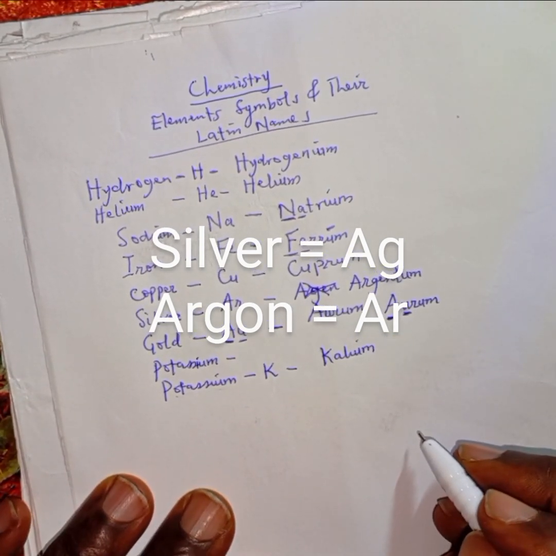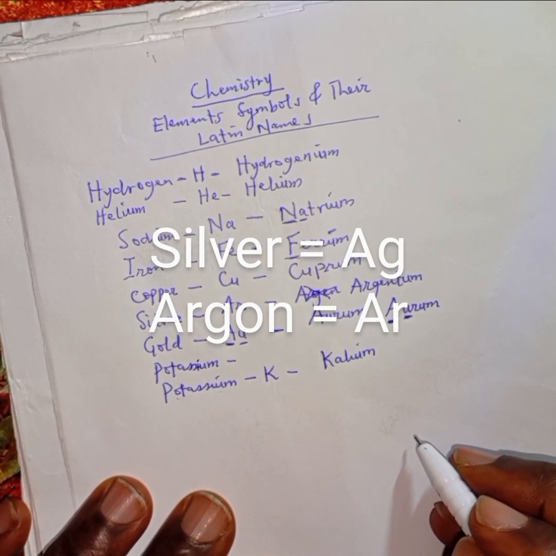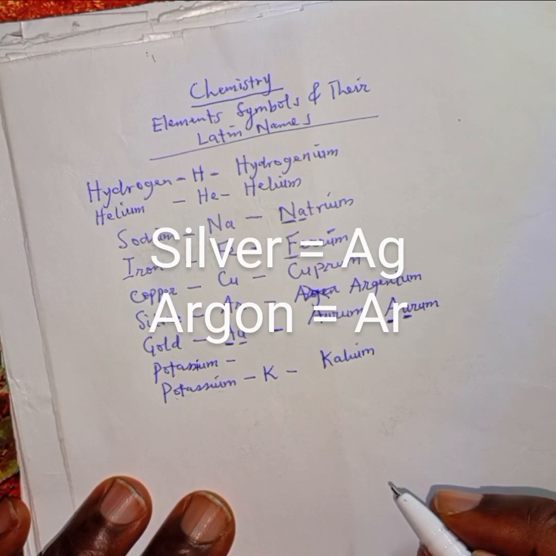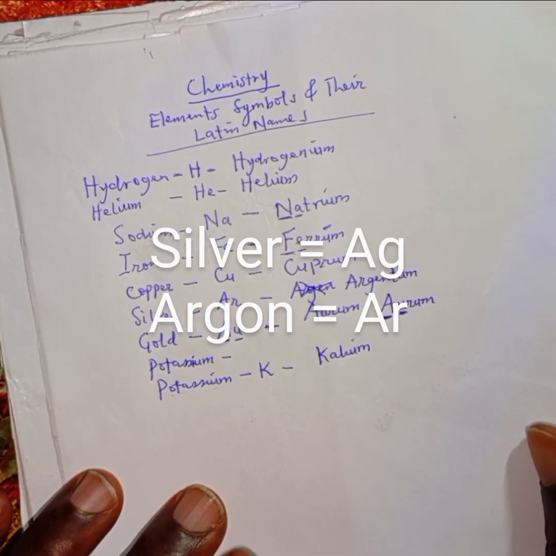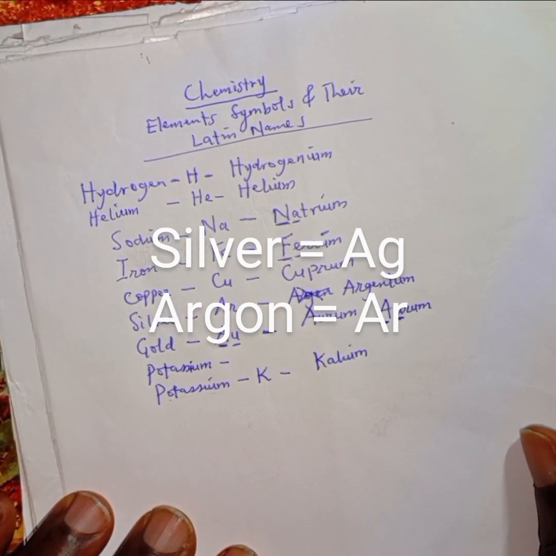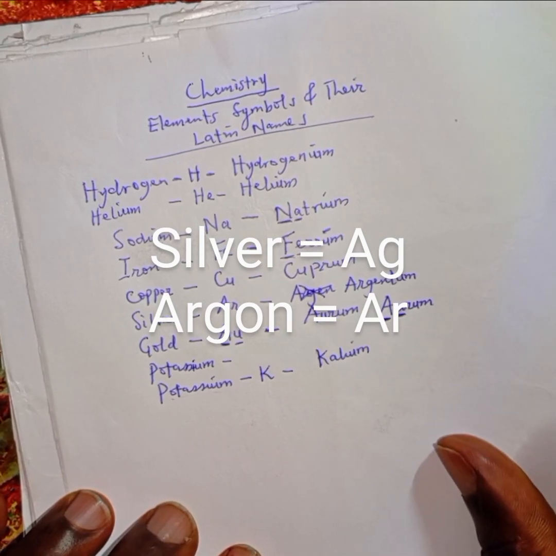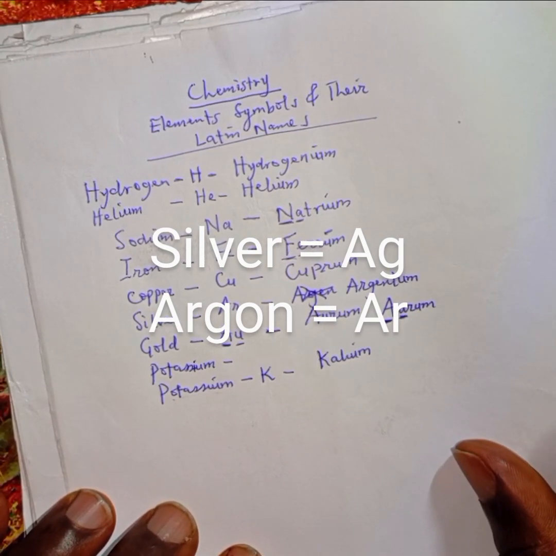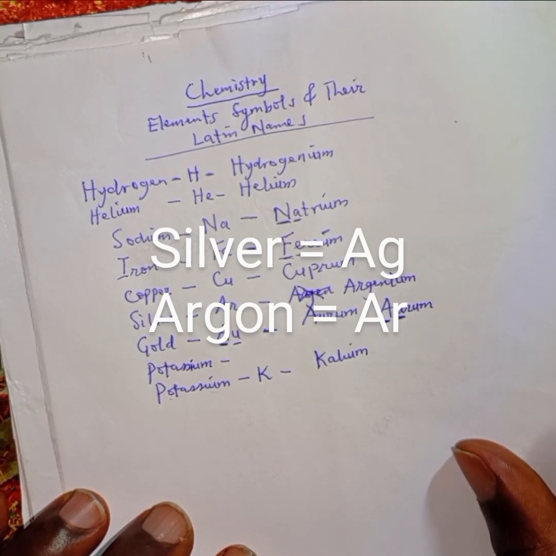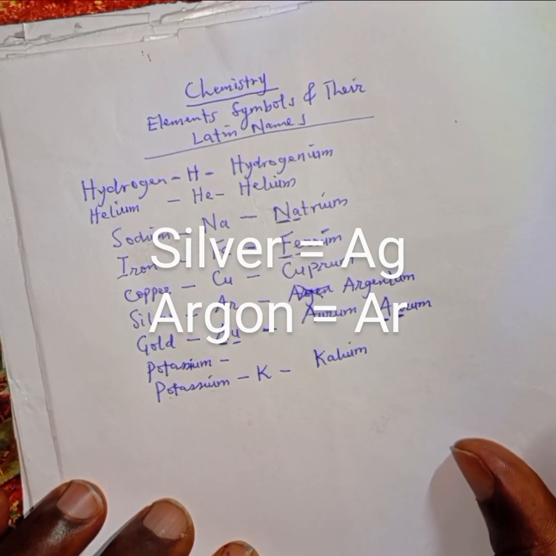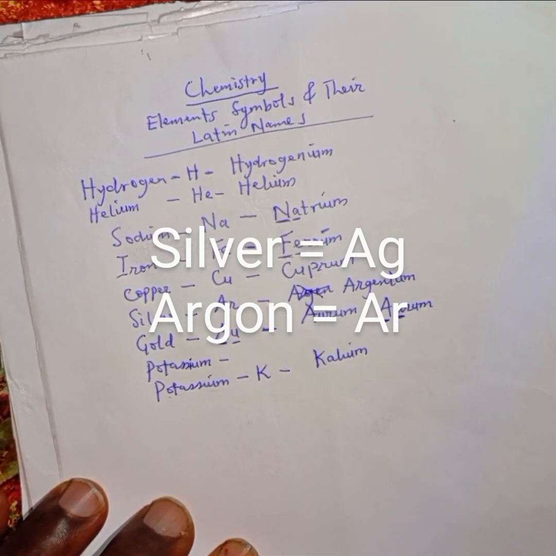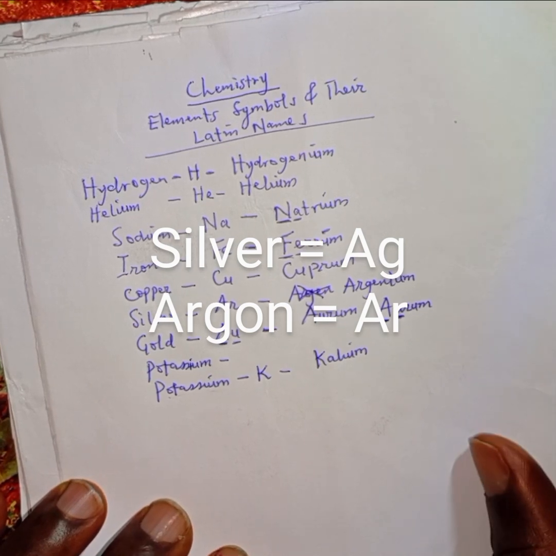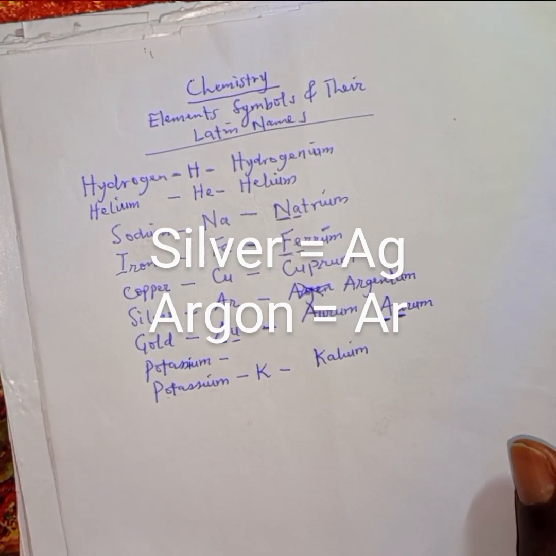We have so many of them like that. And you can see that most of these symbols were derived from their Latin names. Either they took the first letter of the Latin name in capital letter, and where the first letter has been taken, they add the second letter in form of a small letter.